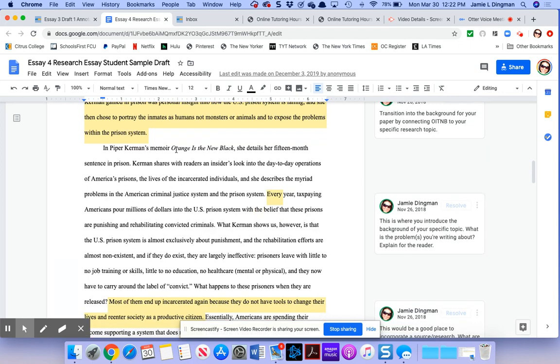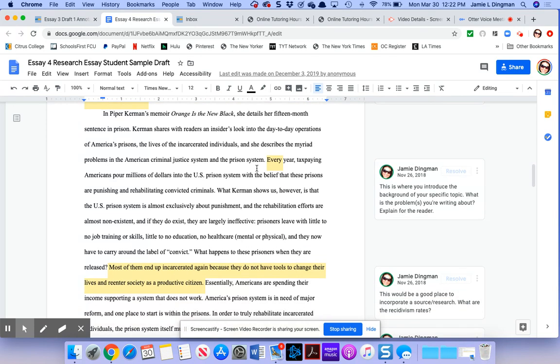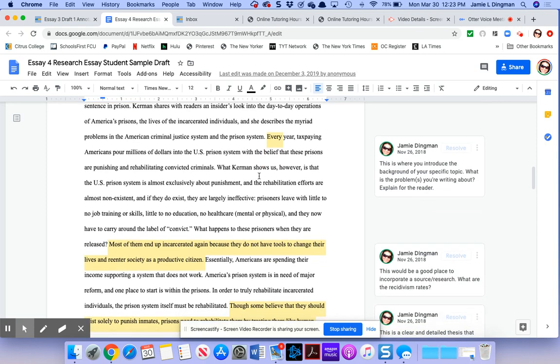In Piper Kerman's memoir, Orange is the New Black, she details her 15-month sentence in prison. Kerman shares with readers an insider's look into the day-to-day operations of America's prisons, the lives of incarcerated individuals, and she describes the myriad problems in the American criminal justice system and the prison system. Every year, tax-paying Americans pour millions of dollars into the U.S. prison system with the belief that these prisons are punishing and rehabilitating convicted criminals.